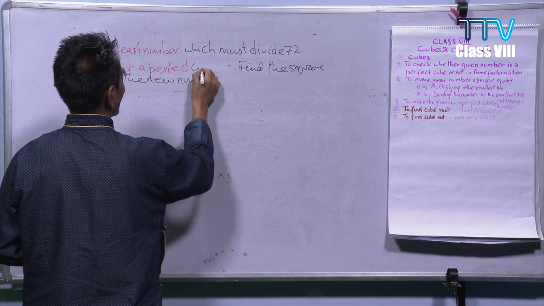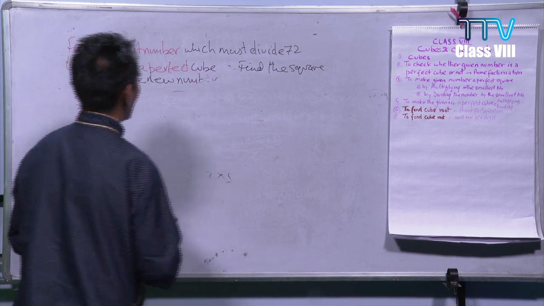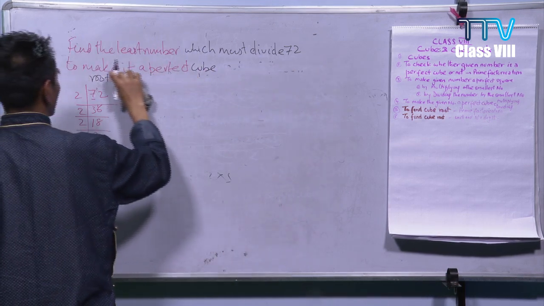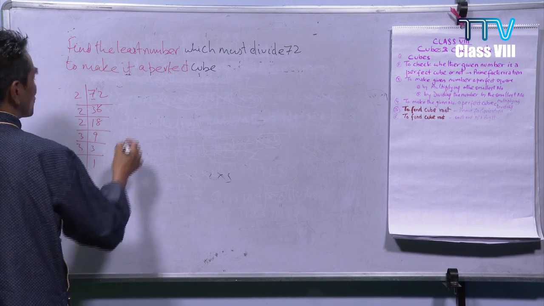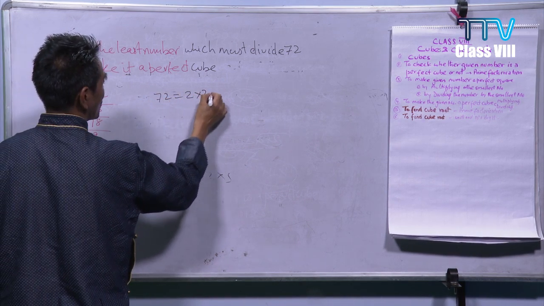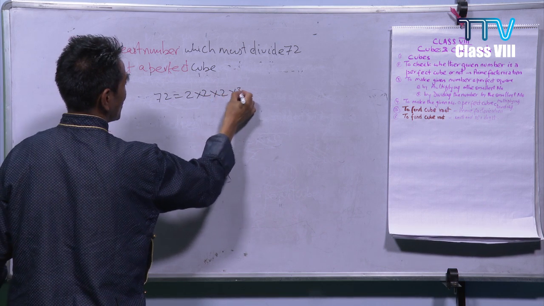Okay, cube. Find the cube root and take it off. That was 72. Now 72 is equal to 2 multiplied by 2 multiplied by 2 multiplied by 3 multiplied by 3.